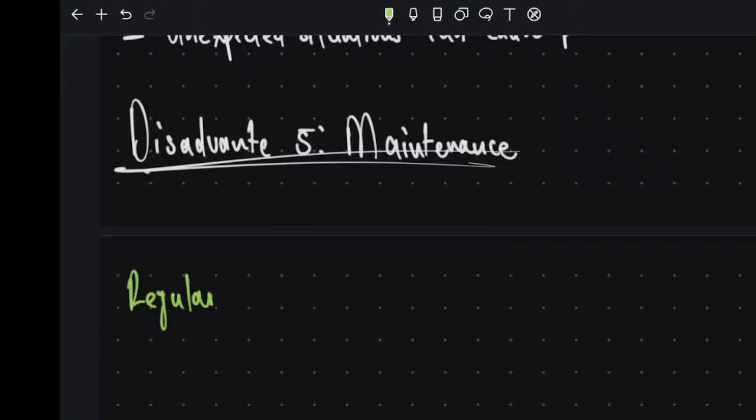Regular maintenance is required. Automated systems are there for everything.